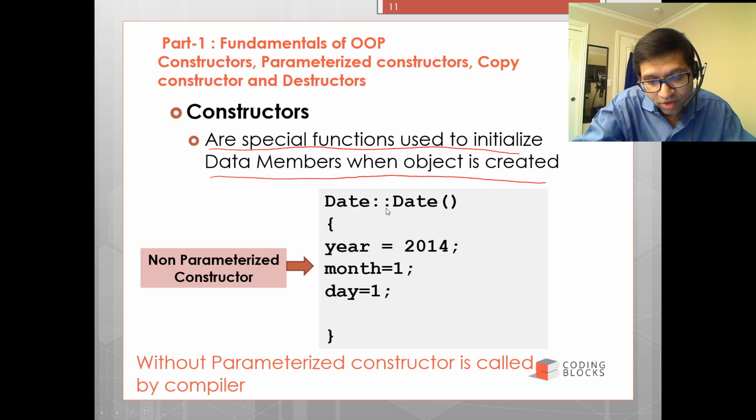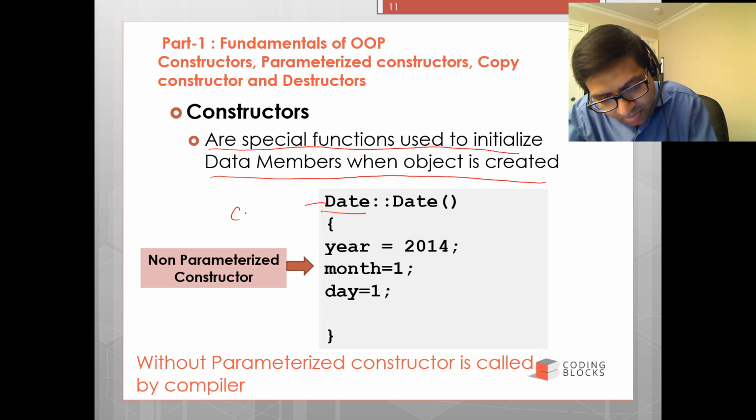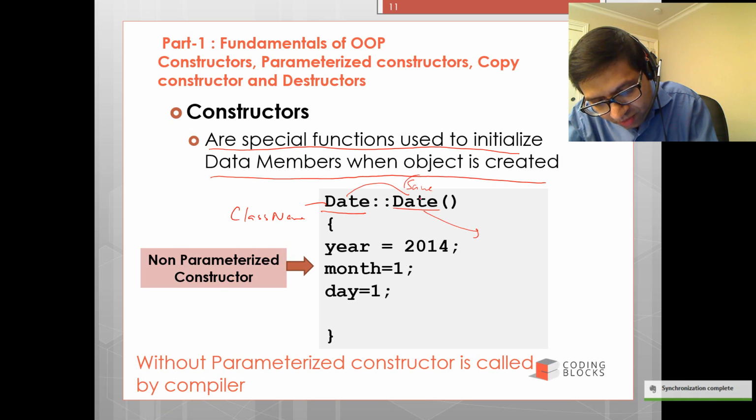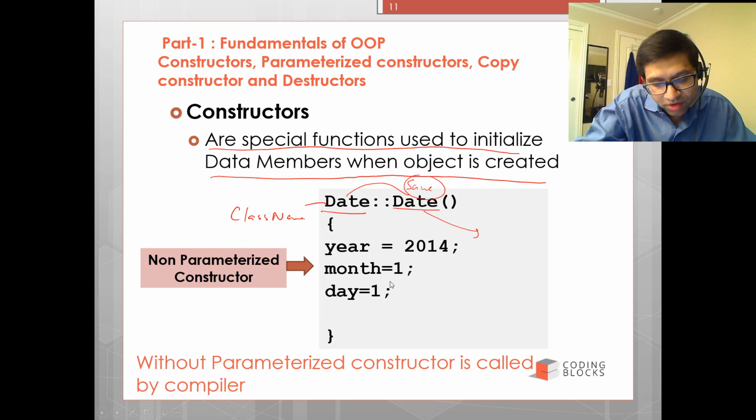So that's the syntax: Date colon colon Date. This is your class name, and this is the name of the constructor. Both of them have to be the same, right? And what we are doing here is initializing our data fields: year equals 2014, month equals 1, day equals 1, whatever you want to initialize. We call this a non-parameterized constructor, because we are not passing any parameter to it. We can have another constructor where we can pass parameters, right?